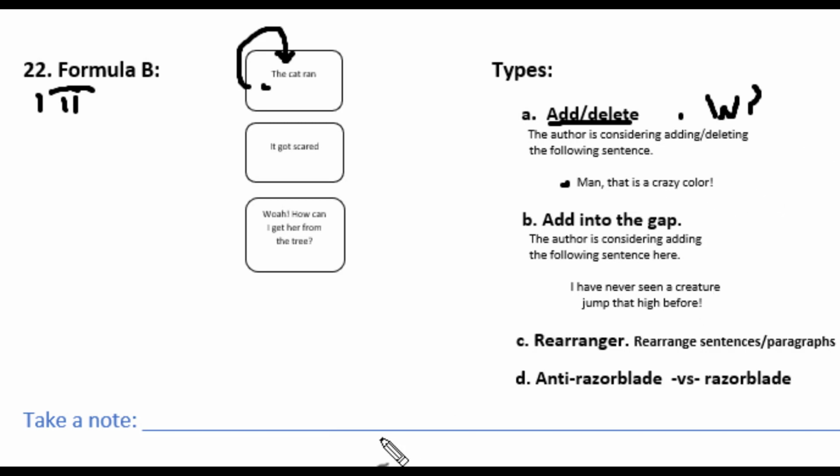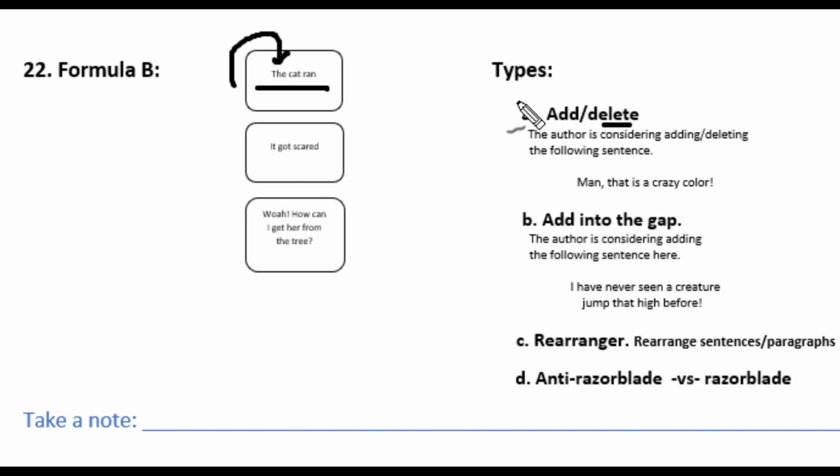All right. Now, on the other hand, if we were going to go ahead and delete a sentence, the author would say something like this. The author is considering deleting the underlined sentence. So then you look and see the underlined sentence is here. And then you ask yourself, does this sentence support the topic sentence? If it doesn't, then you can go ahead and delete it.